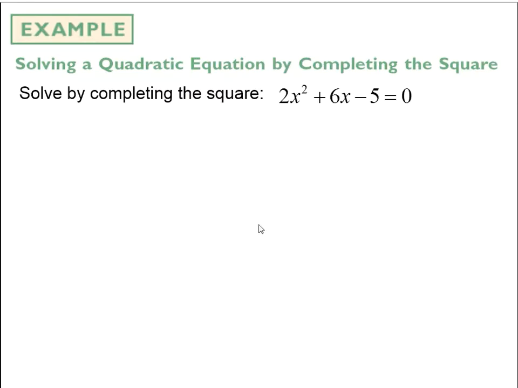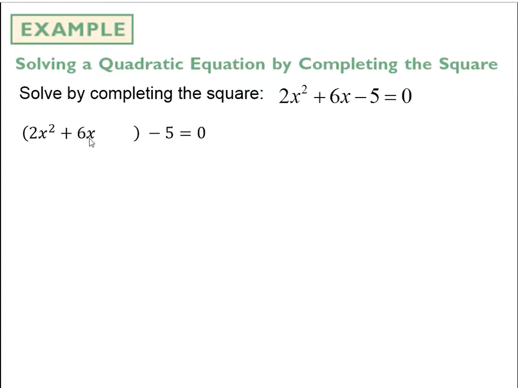So let's suppose this is really like back in chapter 2. Back in chapter 2, you might have solved this quadratic equation by completing the square. So here's how we would have done that. We would have grouped the x squared and x variables together, and then we're going to take half of this number and square it.